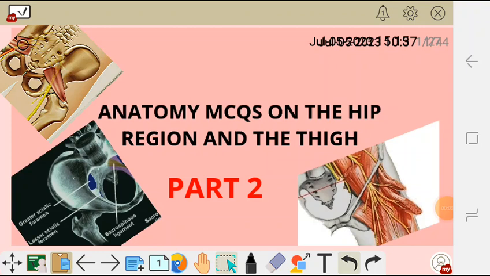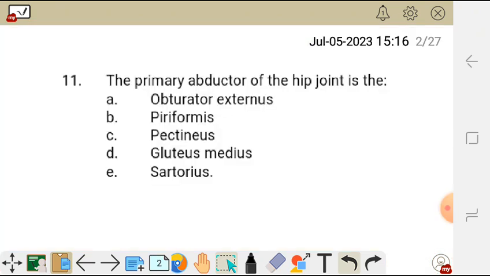So let's continue with anatomy MCQs on the hip region and the thigh. Remember, this is part 2 of this video series. We did question 1 to 10 in the previous video, which is part 1. So here we are going to start with question 11.